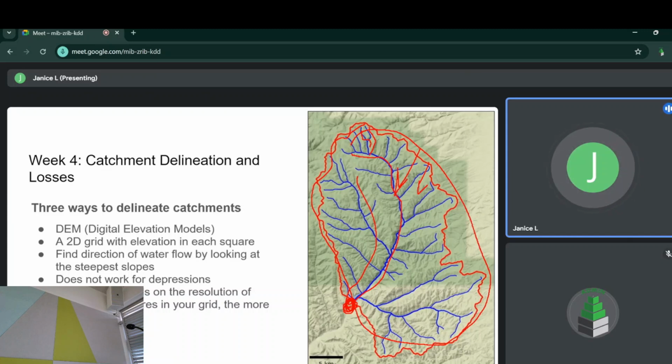And what it essentially is, it's a 2D grid with elevations in each square, and you find the direction of water flow by looking at the steepest slopes. This doesn't work for depressions, and also the accuracy depends on the resolution of your DEM. So the more squares you have in your grid, the more accurate it's going to be.